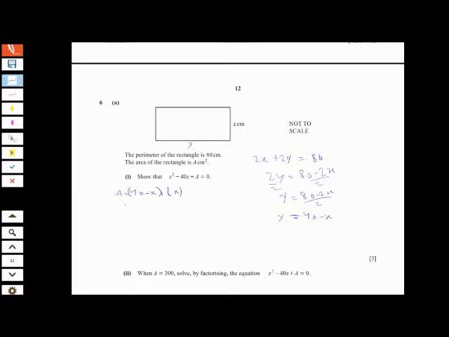Just expand the bracket. You're going to have 40x minus x squared equals a. Now write this like this. Notice here the x squared is positive, so you take x squared to the other side. The a is also positive, so you take the negative 40x to the other side: x squared minus 40x plus a equals 0. Shown.